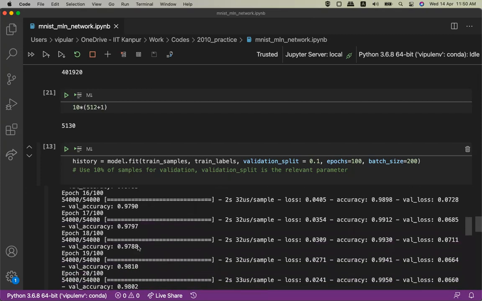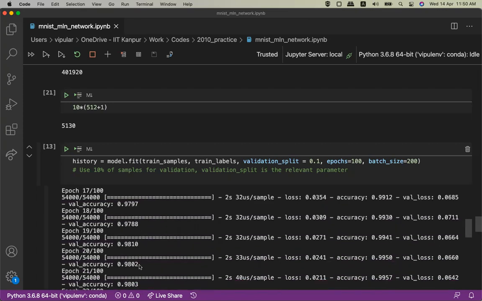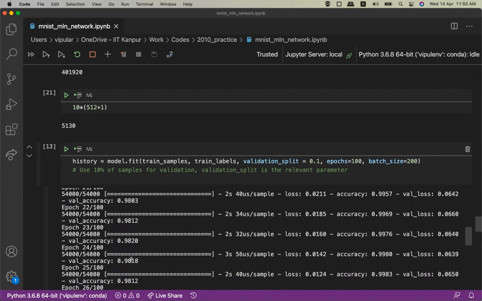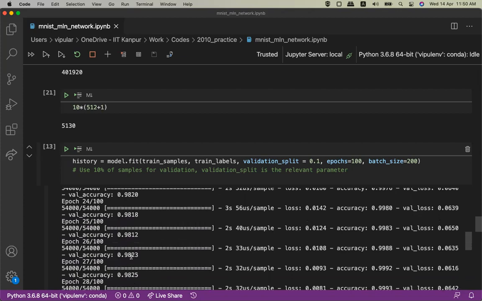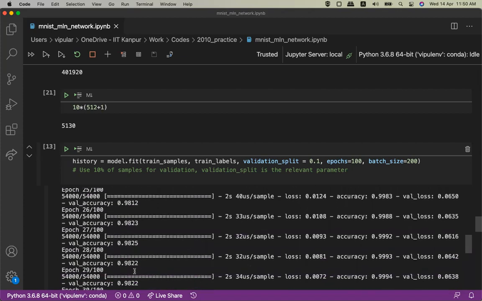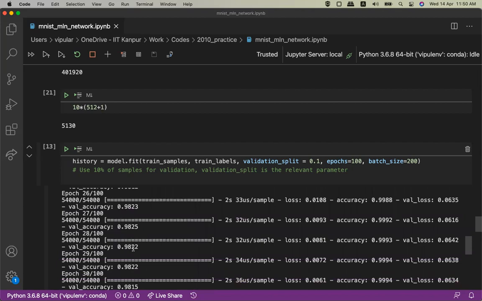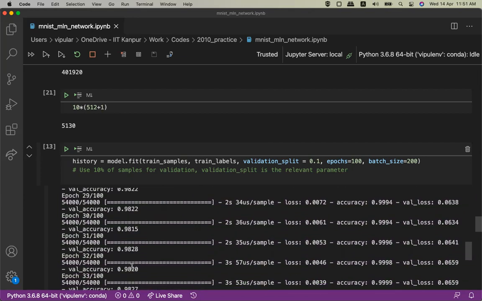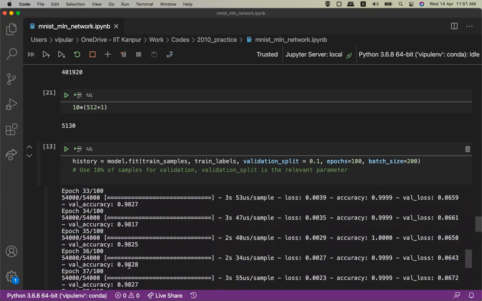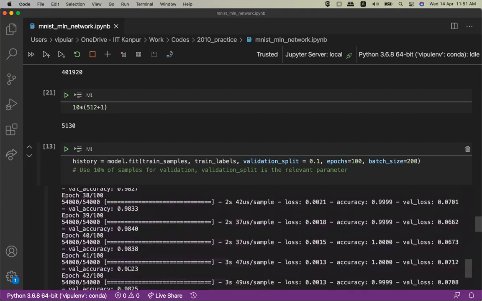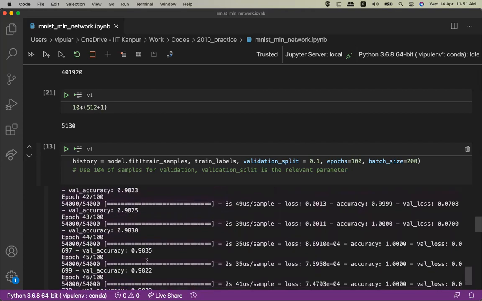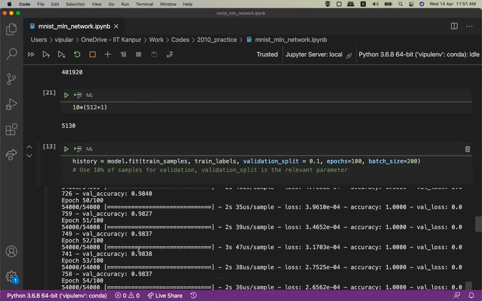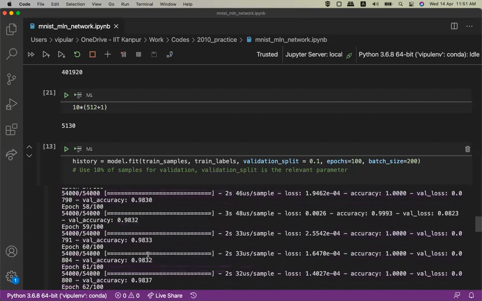Then it again degrades, improves a little bit, degrades. But you can see that the changes are very small. Then it remains the same even after one epoch. Then it goes down, then improves, and you can see it has almost become constant now, not improving much. It's around 98.30, 98.40, 98.40, and it is not improving at all.